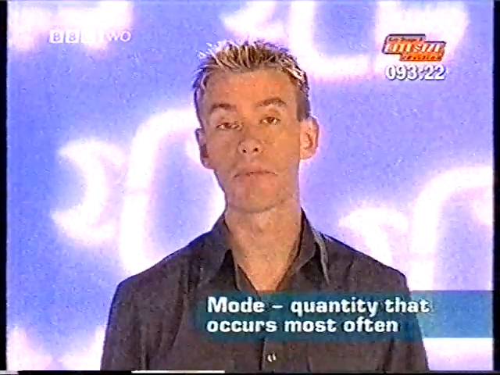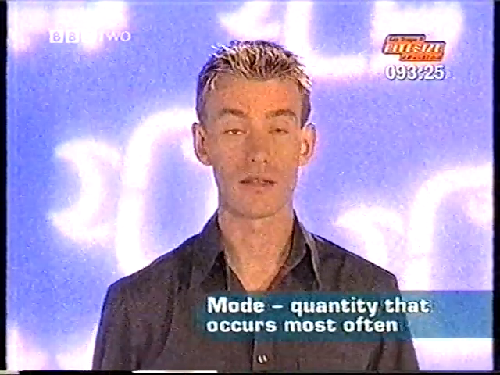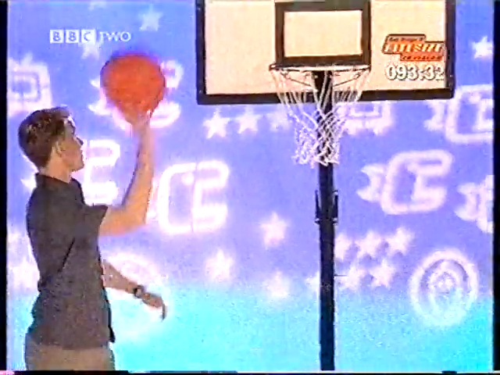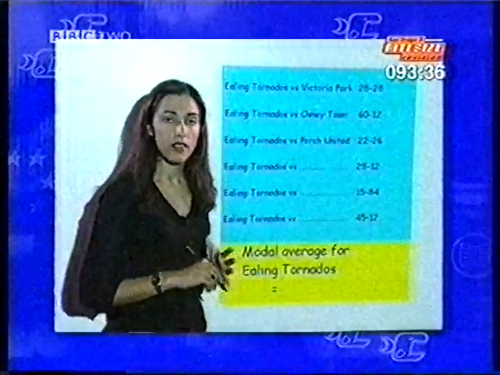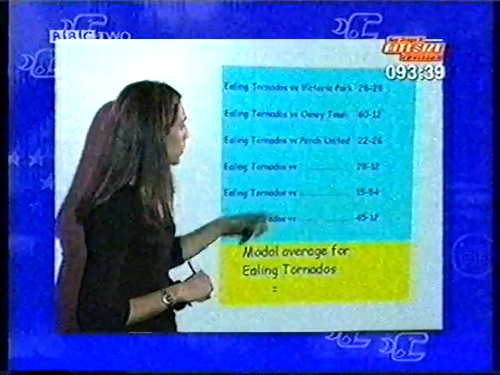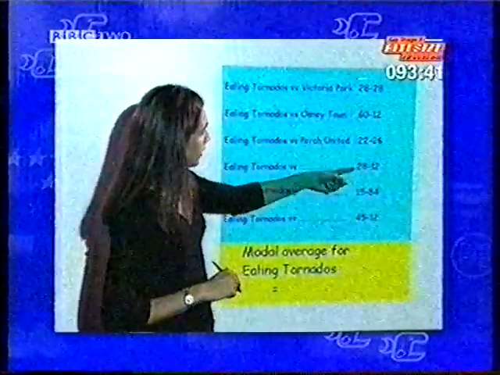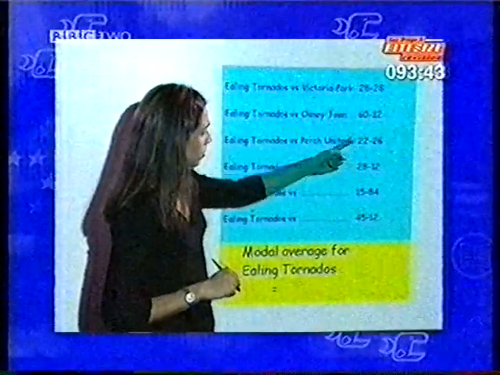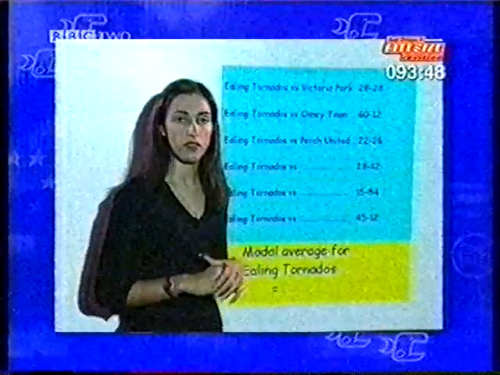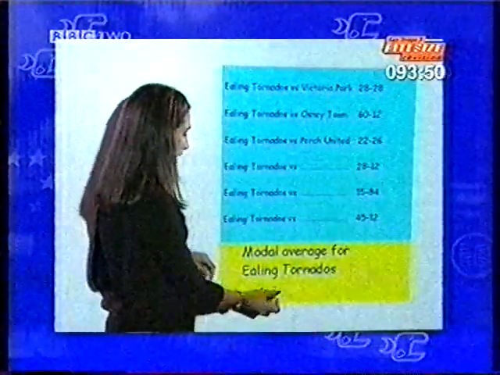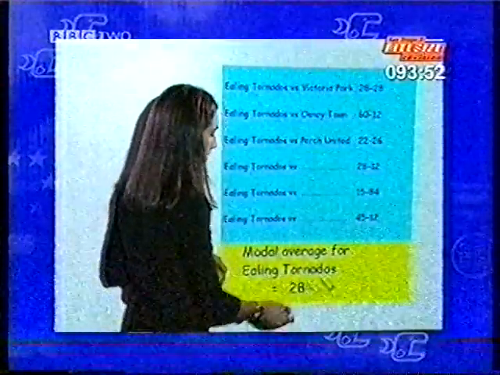Finally, let's look at the mode, an average measured by looking for the quantity that occurs most often. In this case, the score that occurs most often. Back to the expert. So let's look at the modal average for the Ealing Tornadoes, and that's the score that occurred the most often. We can see they scored 28 twice, 60 once, 22 once, 15 once and 45 once. So the score that occurs the most often is 28. Therefore, the modal average for the Ealing Tornadoes is 28.